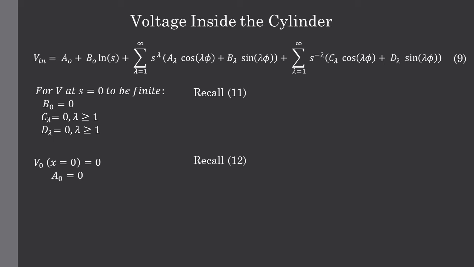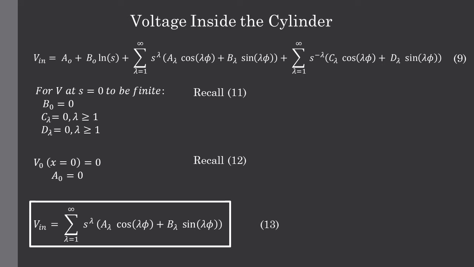Another one we can eliminate is the A0, because we let V0 be 0 when we say that x is 0. So putting that in, that falls out. This A0 constant term basically dictates where things would be different if V0 at x equals 0 was not 0. We'd have a number there. But we're eliminating that by putting it 0 at that point. And that gives us equation 13. This is a simplified voltage in.